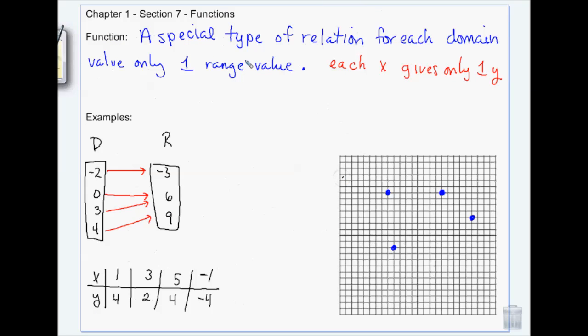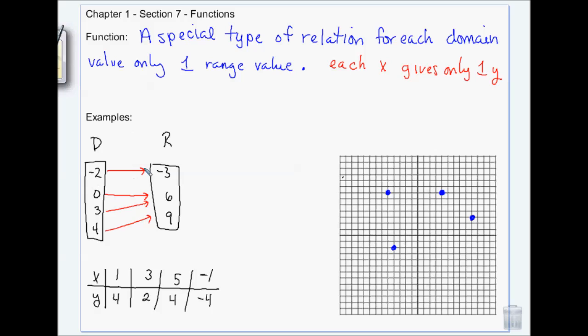All right, so a function is a special type of relation where each domain value only has one range value. So for every x I plug in, I only get one number out. I don't get two numbers out. Does that make sense? So if I plug x in, I just get one answer, not two, just one.